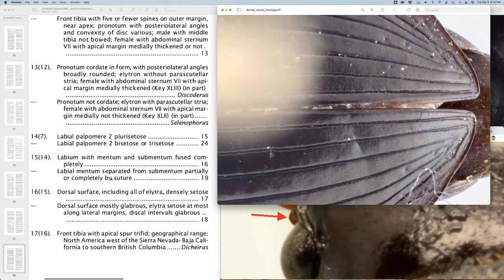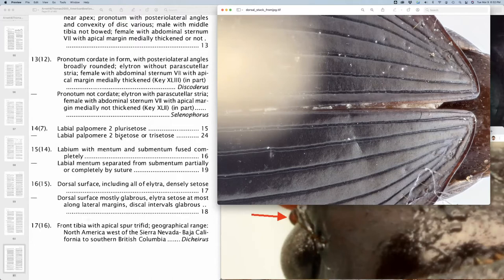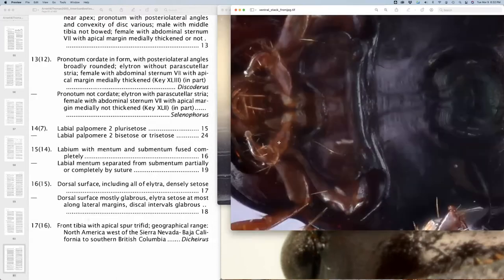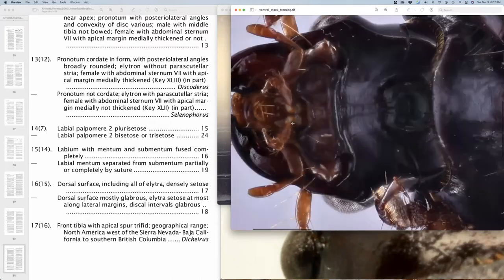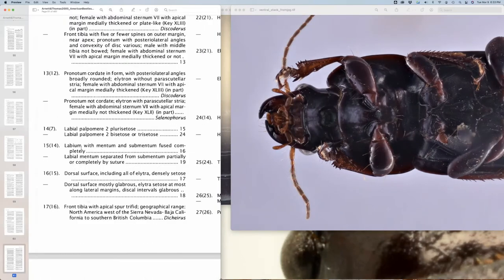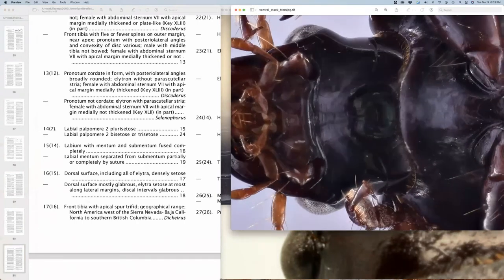So now we're at couplet 14, labial palpomere two pluriseetose, or bisetose, or trisetose. And if you recall, we actually already looked at our labial palpomere two, and it was plurisetose, which you can't quite make out in this picture. When we move to couplet 15, labium and mentum with submentum fused completely, or labial mentum separated from submentum partially. Here we have the mentum and the submentum, and the submentum has these two punctures with setae sticking out, and it's actually completely fused. It's easier to see at a direct angle, looking flat at this, rather than looking down at it slightly angled. But these are fused together.